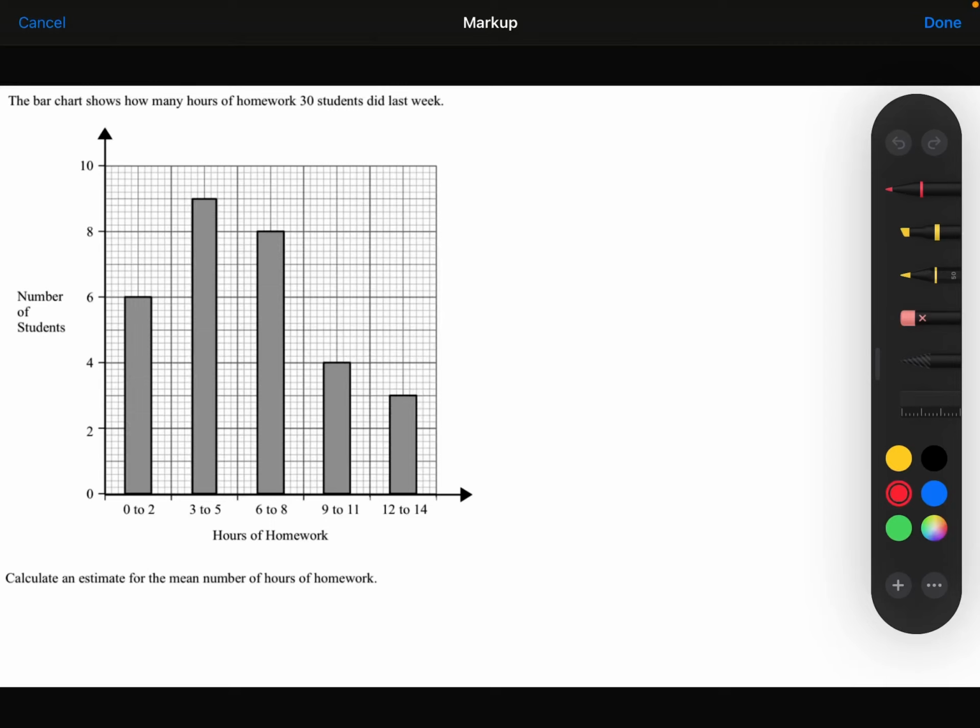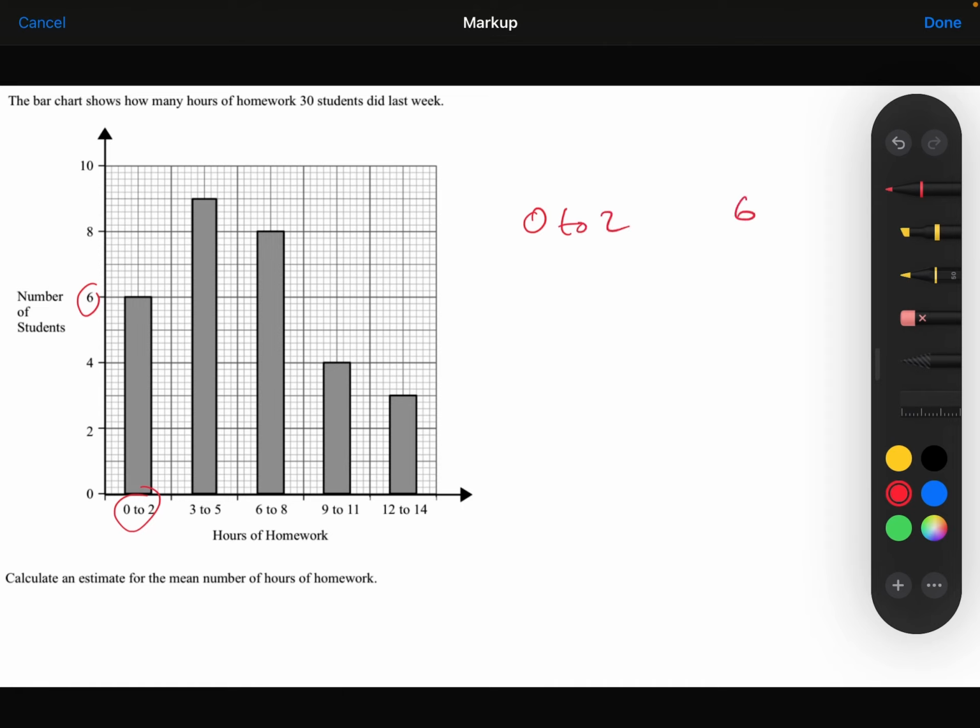The bar chart shows how many hours of homework 30 students did last week. We can see that 6 students spent between 0 and 2 hours. So let me write that down.